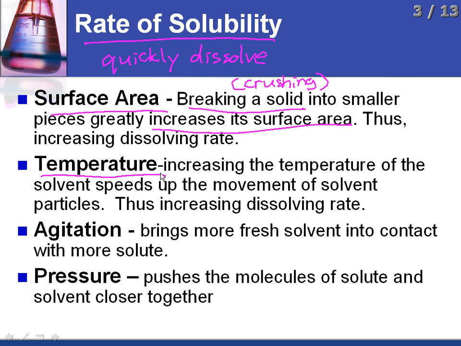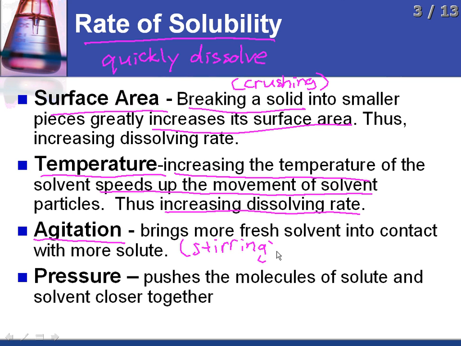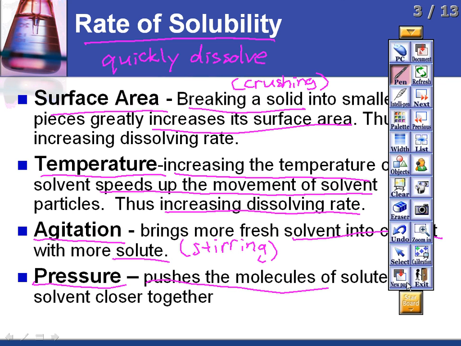Temperature is a major factor for solutions because when you increase the temperature, it speeds up the movement of the solvent particles, which increases the rate at which it dissolves. Agitation, or stirring, or shaking something, also increases the rate of solution because more solvent comes into contact with the solute when you're stirring something. When it comes to gas solutes, pressure is a major factor because pressure pushes the molecules of solute closer together with the solvent, making it easier for them to mix together.